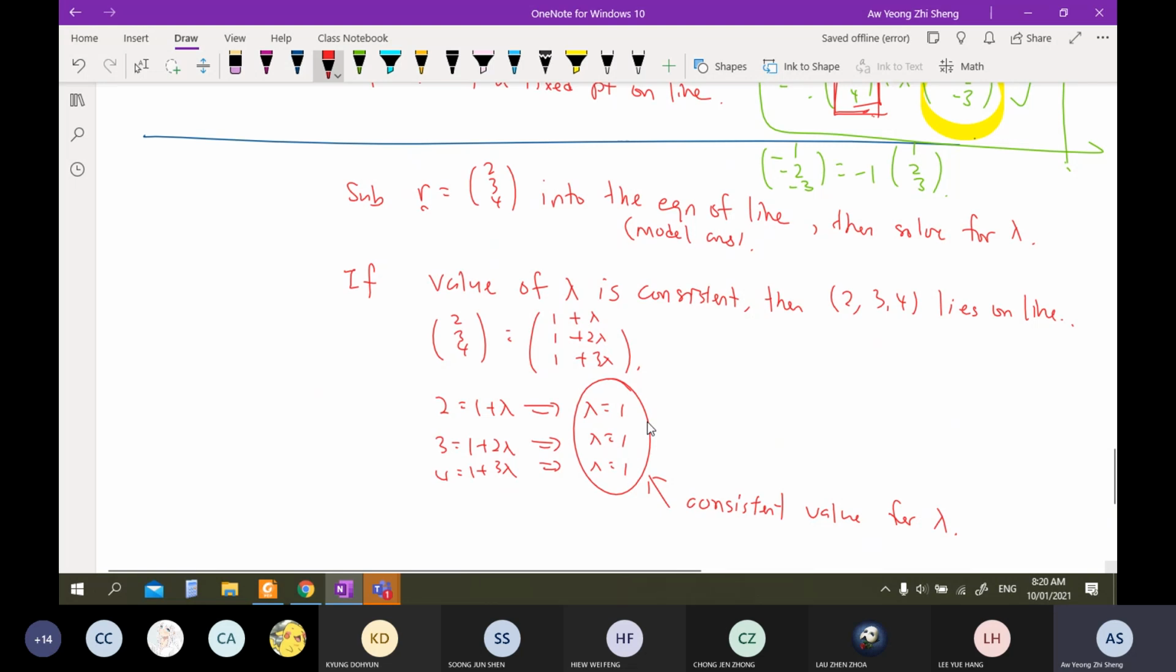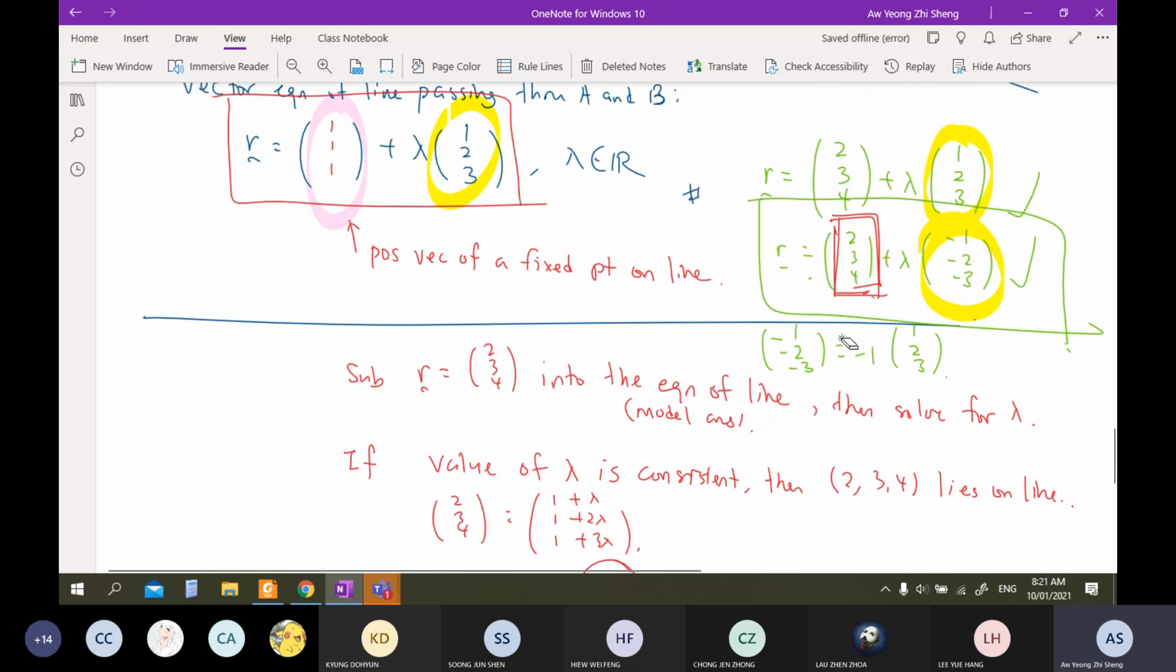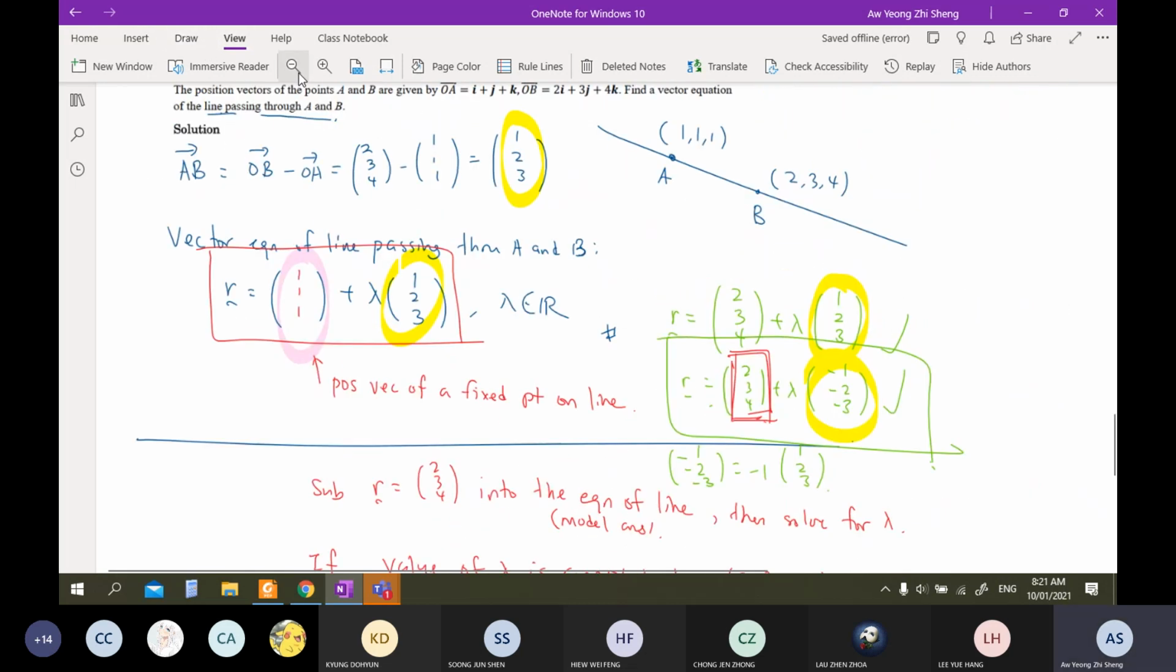If it gives you inconsistent values of lambda, let's say you get lambda equals 1, lambda equals 1, but the last one you get lambda equals 2, that means the value of lambda is inconsistent. If the value of lambda is inconsistent, that means the point doesn't lie on the line. If it lies on the line, you must get a consistent value of lambda. In this situation here, (2, 3, 4) will give you lambda equals 1, a consistent answer. So (2, 3, 4) is indeed a point on the line, then your answer is correct. So this is the way to check.